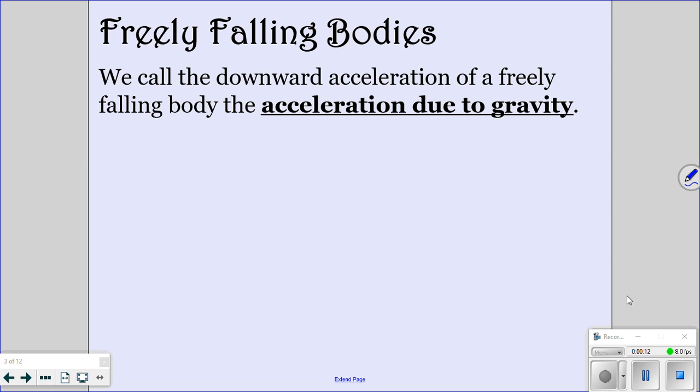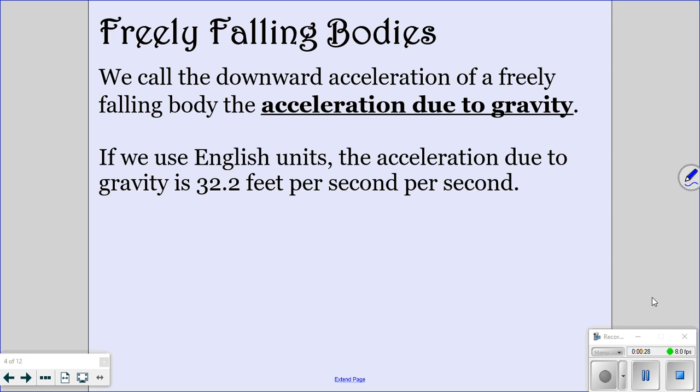We call our downward acceleration of a freely falling body the acceleration due to gravity. And we've already talked about that number. Hopefully you've been using it. It's negative 9.81, and it's negative because you're always going towards Earth. You're going down. If we use English units, then it's 32.2 feet per second squared. So if they give it to you in English units, that's the number you would use.